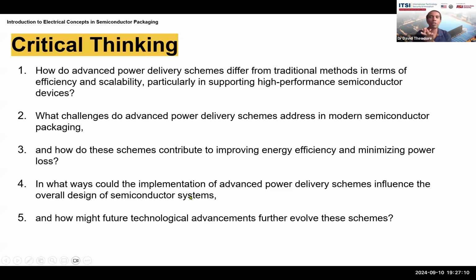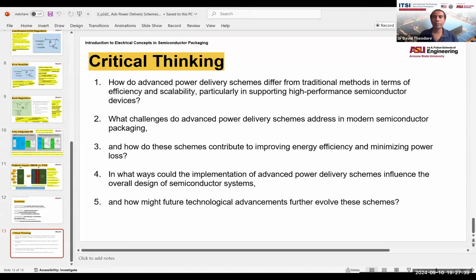We've already seen some changes where these voltage regulators are being moved off of the motherboard. Initially they were moved from the motherboard to the package, and now they're moving from the package to the chip. So that's one example, right? And how might future technological advances further evolve these schemes? Things for you to talk about or consider.